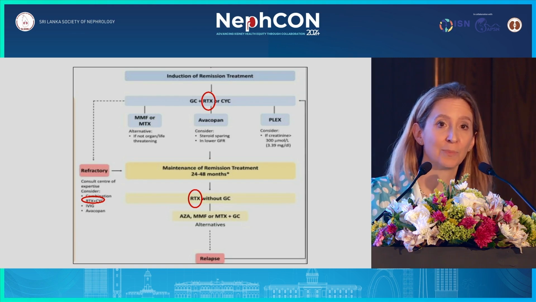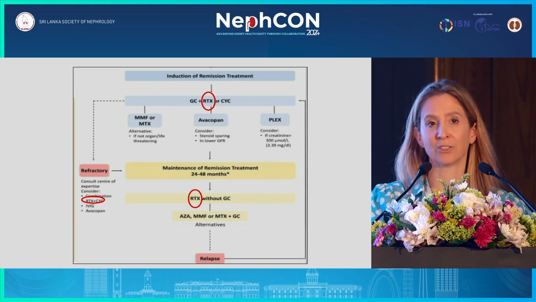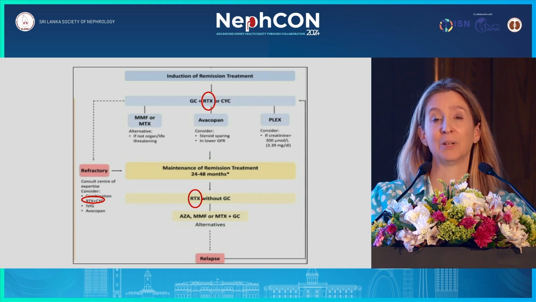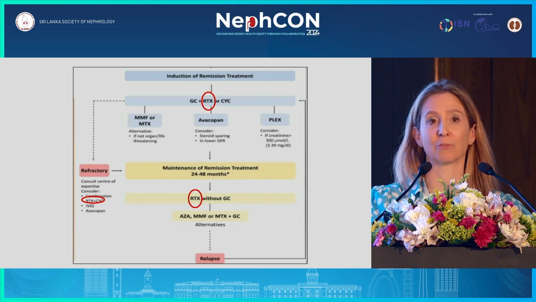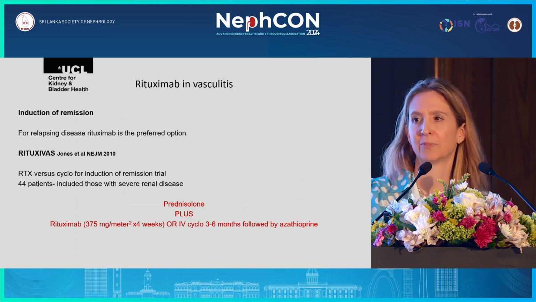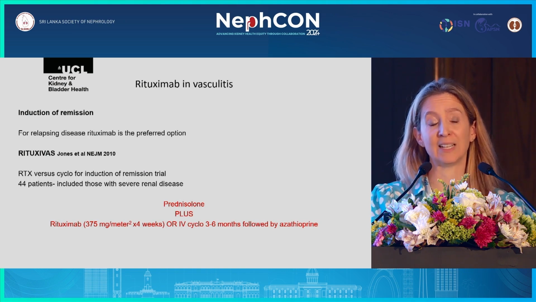So unlike the lupus guidelines, we can see rituximab is mentioned throughout the treatment of vasculitis. It's used in the treatment of induction, the treatment of remission, and it's used in refractory disease. And we know it's better to use it in patients with relapsing disease compared to cyclophosphamide. Professor Salama has already been through the vasculitis trials, but to summarise very briefly, it's used in induction of remission. It's based on 2 landmark trials from 2010.